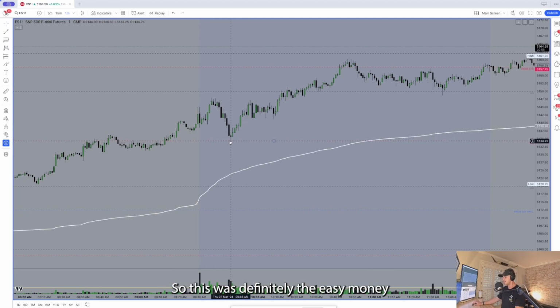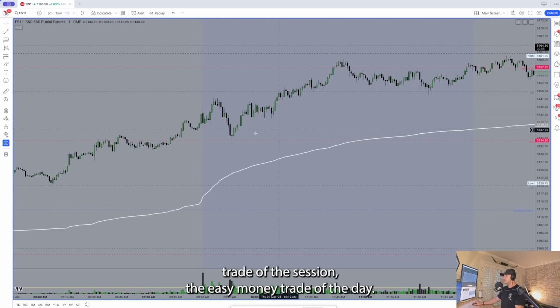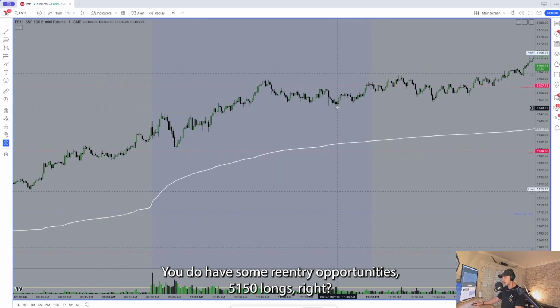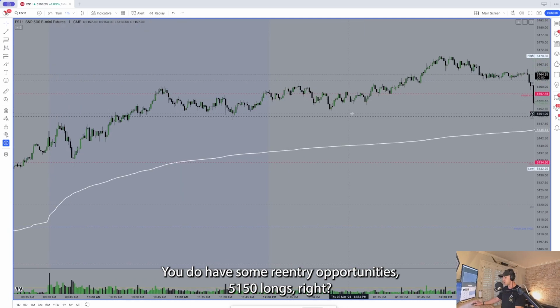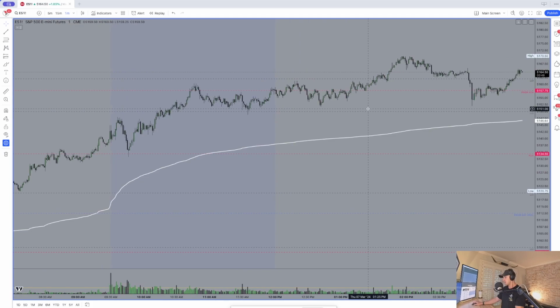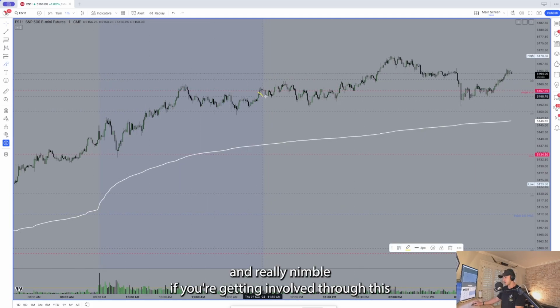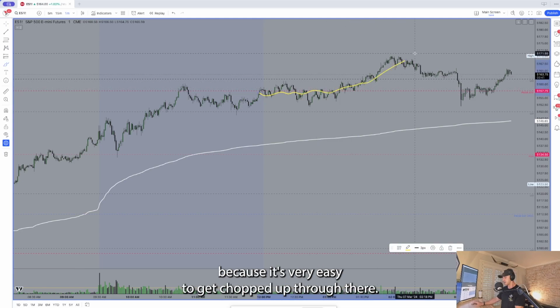So this was definitely the easy money trade of the session, the easy money trade of the day. You do have some re-entry opportunities, 5150 longs, right? Other than that, you need to be really cautious and really nimble if you're getting involved through this, because it's very easy to get chopped up through there.